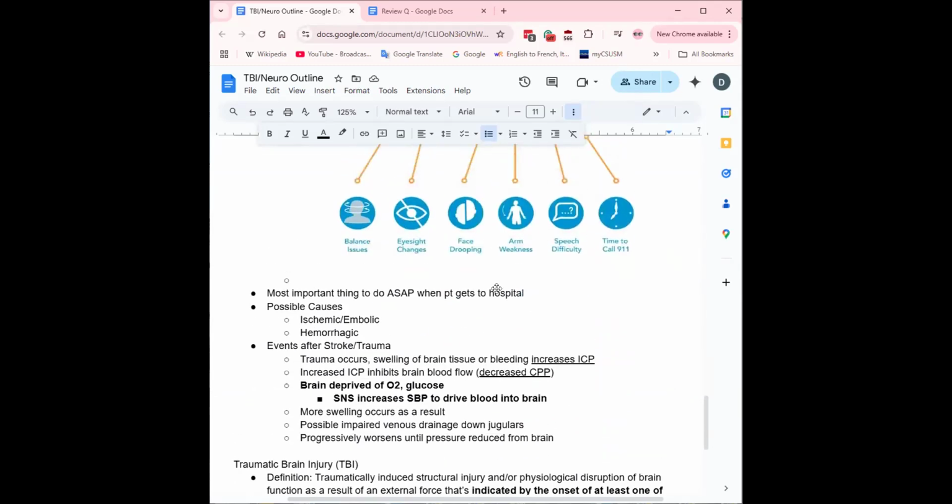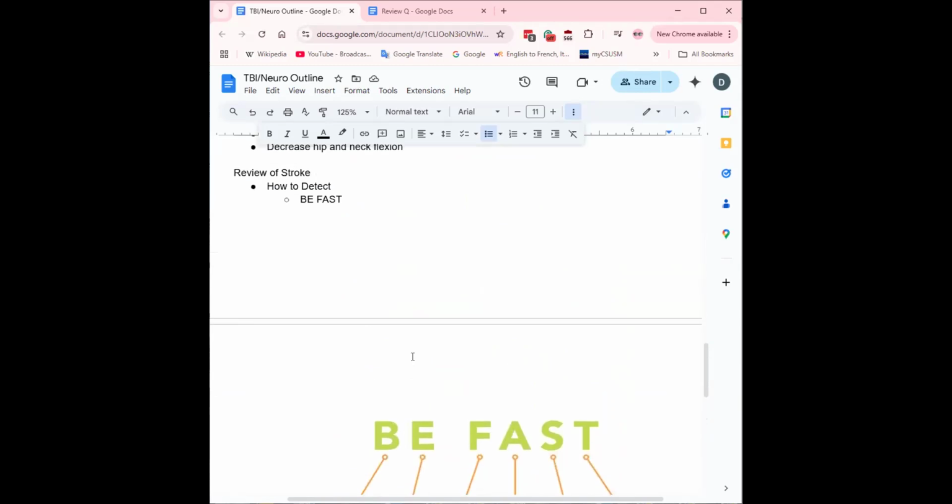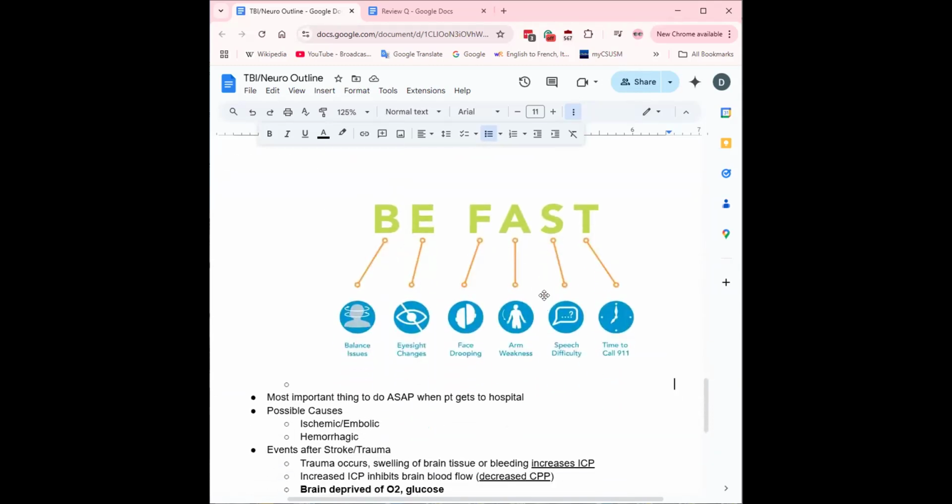But let's say you have a patient that is having all these issues, or maybe not your patient, and this is happening outside of the hospital. You do the BE FAST and you call 911 and they get sent to the hospital. What's the most important thing at that point?